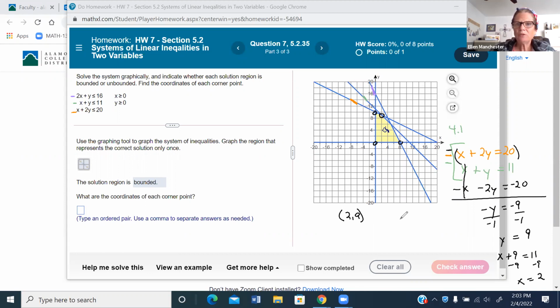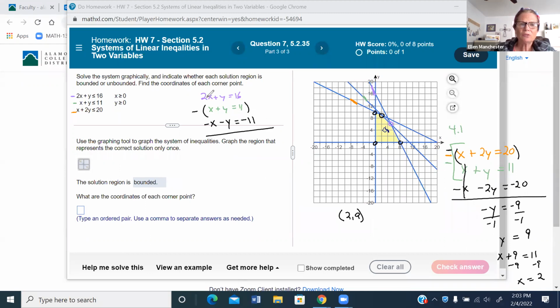Now I'm going to do the same thing. I have the purple line, so this corner point right here is the purple and the green. The purple was 2x plus y equals 16. The green was x plus y equals 11. Now I need to eliminate. It doesn't matter which one I do. I'm going to multiply the bottom by negative, so I end up with negative x minus y equals negative 11.